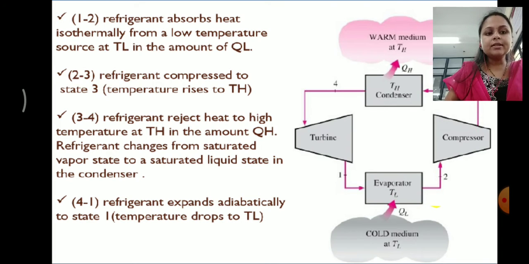vapor refrigerant comes out and enters into the compressor, means in the process 2 to 3. In the compressor, the vapors get compressed and there is a change in pressure. The vapors coming out from the compressor have the highest pressure and highest temperature, that is TH. Now these high temperature and high pressure vapors enter into the condenser.